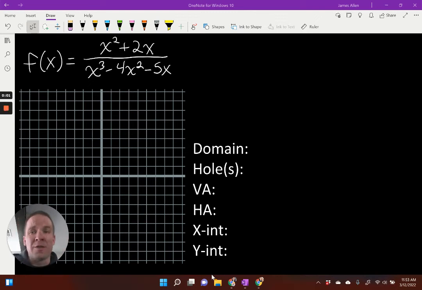It's about to get real here, folks. We've got ourselves a quadratic divided by a cubic. Oh my goodness. First thing though, hey, we're going to factor. We're going to factor like champs, yo.